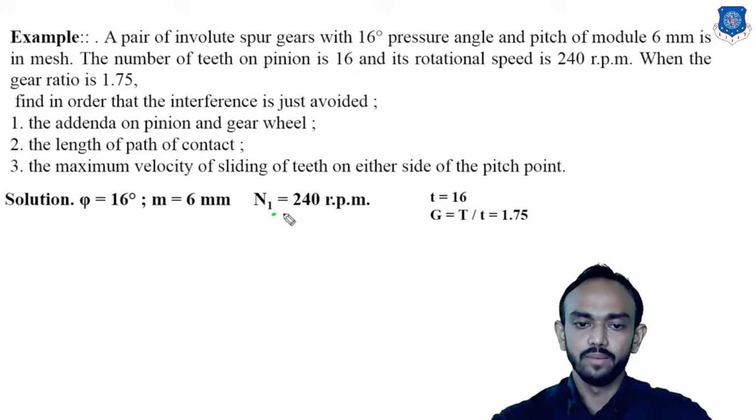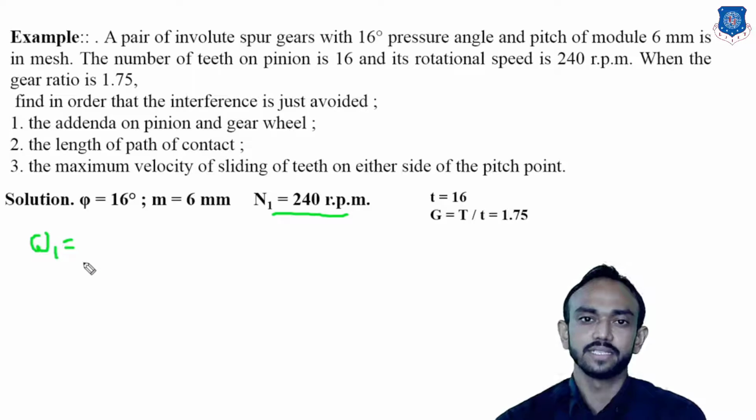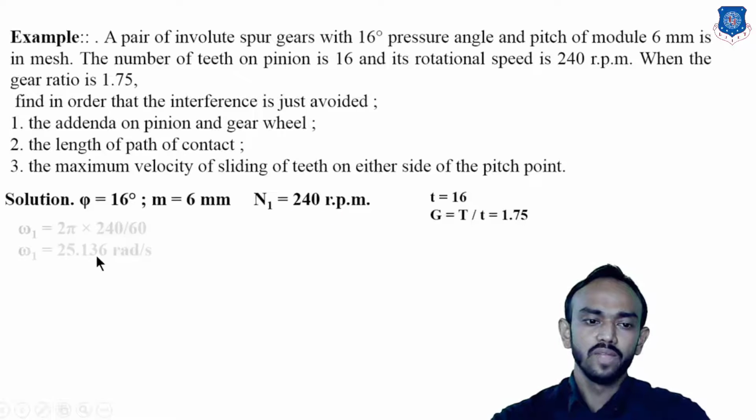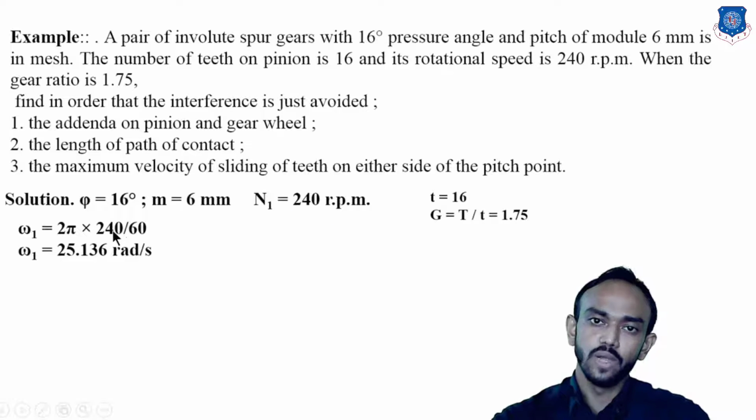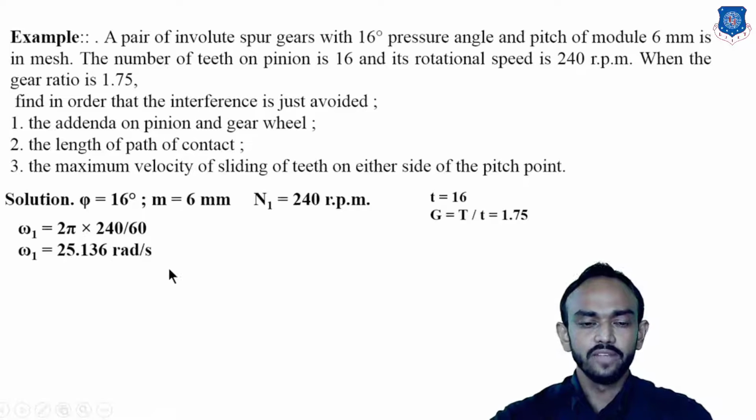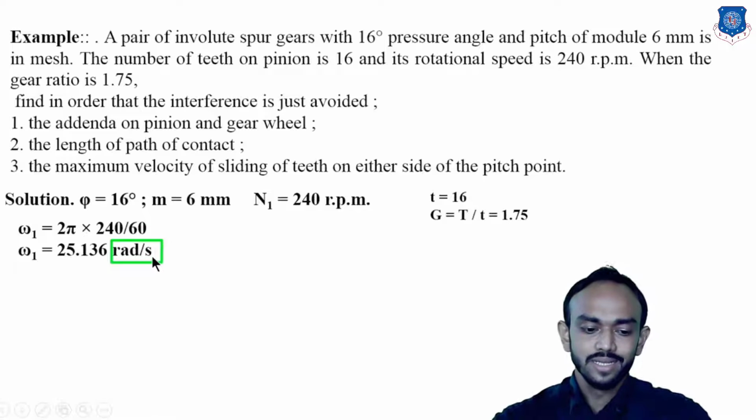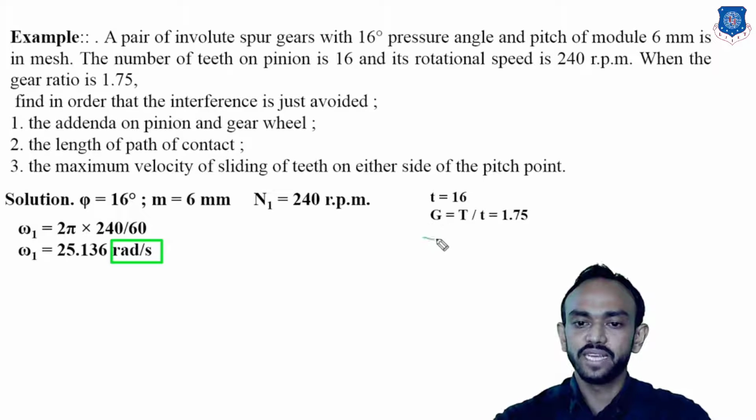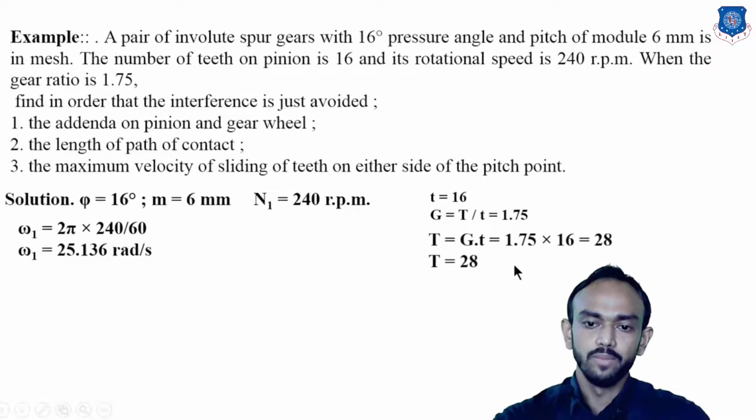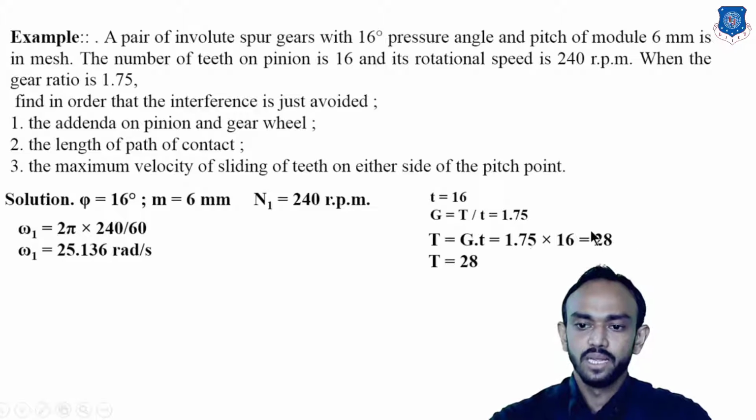Using the rpm of 240, you can find omega 1, because omega 1, the angular velocity of the pinion, is equal to 2 pi N1 by 60. So 2 pi times 240 by 60, and the answer is 25.136 radian per second. Don't forget the unit, radian per second. In the same way you can find capital T, because capital T is equal to G into small t, and the answer is 28. So now capital T and small t are known, and omega 1 is known.